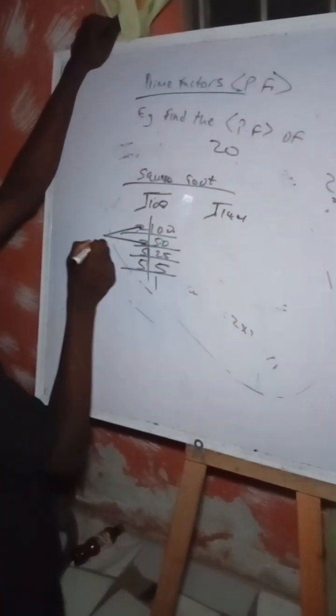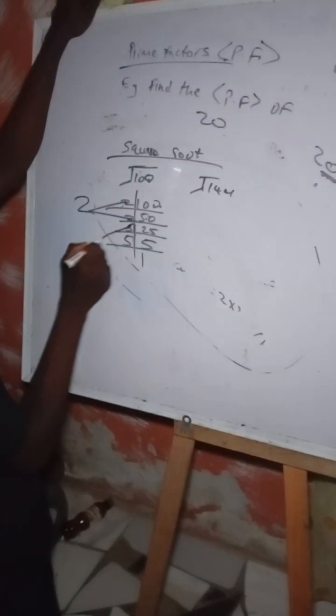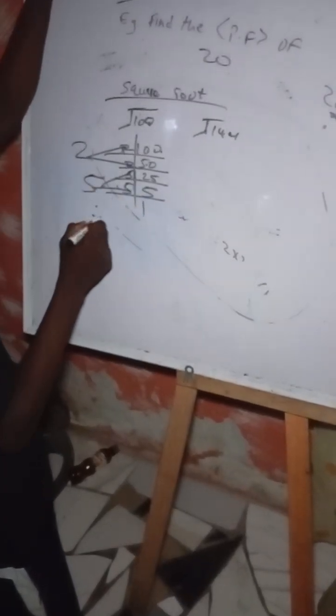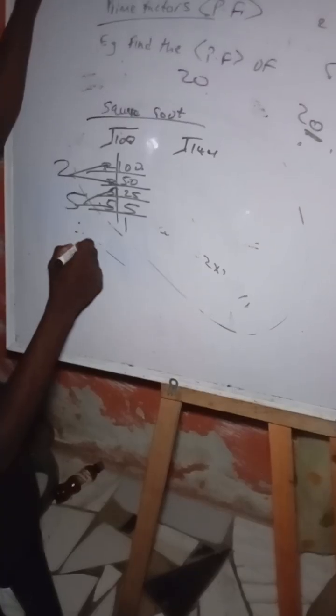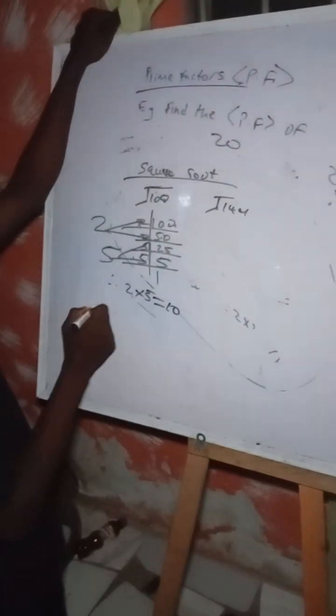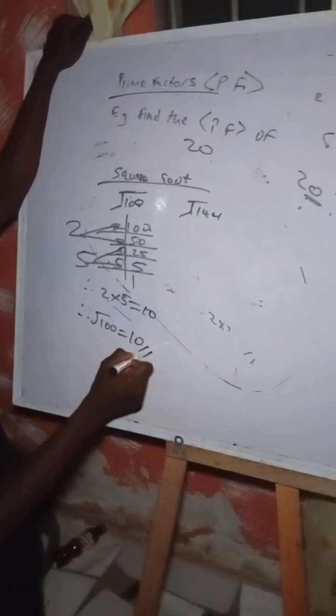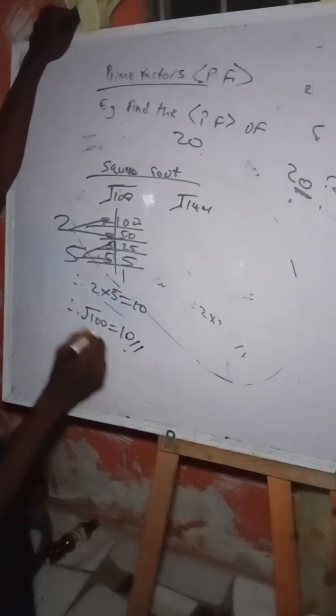So you take it by 2. The number will appear twice. Are you seeing it? Therefore, it's 2 times 5. 2 times 5 is 10. Therefore, the square root of 100 is equal to 10. That means 10 times 10 will give you 100.